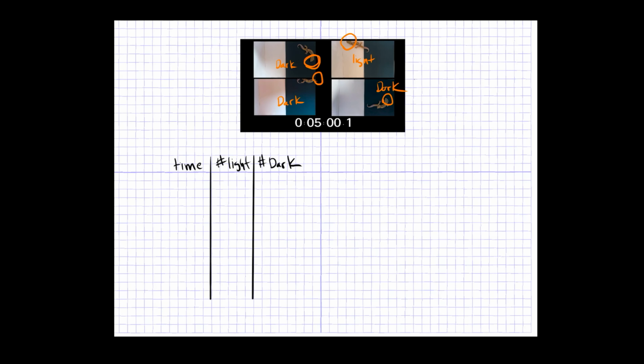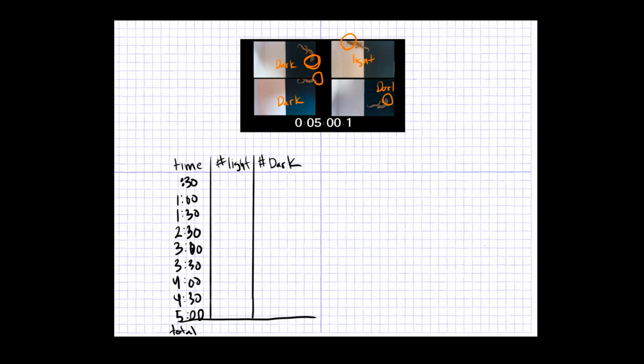Remember, we're taking data every 30 seconds for 5 minutes. So the first interval will be 30 seconds, the next interval will be 1 minute, the next interval will be 1 minute 30, the next 2 minutes, the next 2 minutes 30, the next interval 3 minutes, the next interval 3:30, the next interval 4 minutes, the next interval 4:30, and then the last interval will be 5 minutes. After you take your data, you will have a total for the light and the dark.